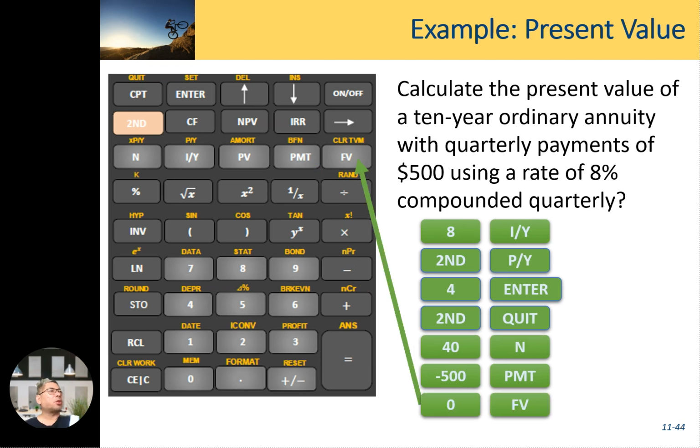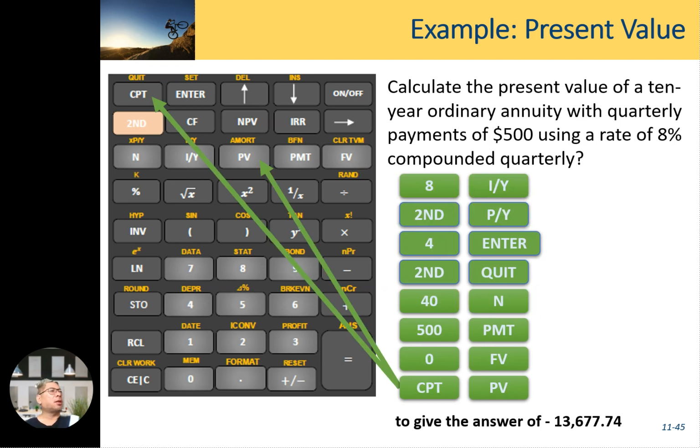Then you're going to put 0 for future value. Remember, it's negative here, minus payment, okay? And then compute, and you get the answer 13,677.74. That's how you get that number in the calculator, okay?